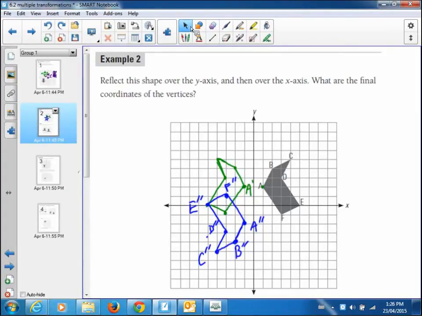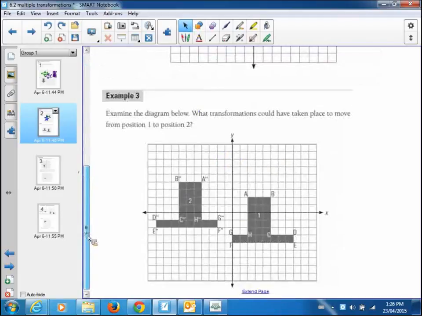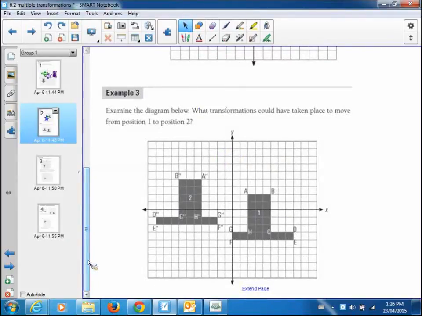I'm just double checking everything. Okay. Yeah, and the coordinates you can do. I won't. So example 3. How did we get from here to there is really what we're asking. There's more than one way.